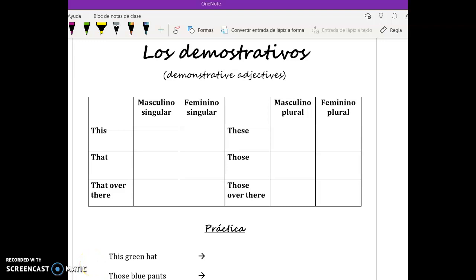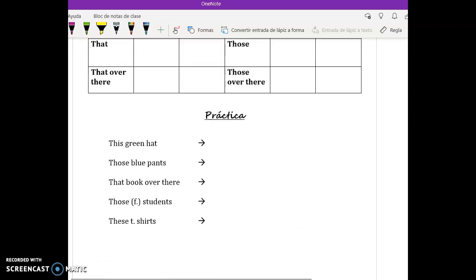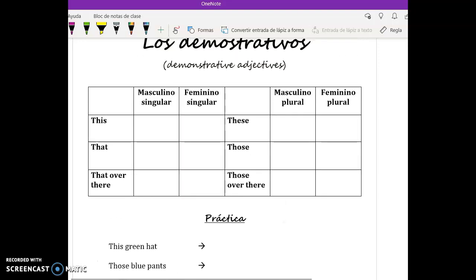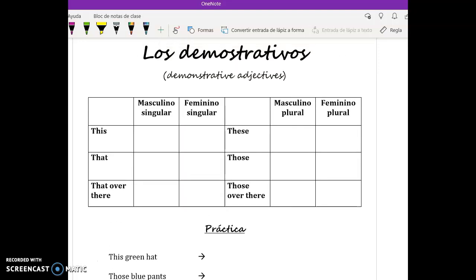Okay, so these notes are going to cover the demonstrative adjectives, which in English is just kind of like saying this, that, those, these, that one over there, and so on. As you can see from this chart, which you should write down, it's broken up by masculine singular, feminine singular, and then the plural for both of those as well. We'll start filling this in, and then once we are done with that, I have a couple of practice sentences for you before you move on to the assignment.